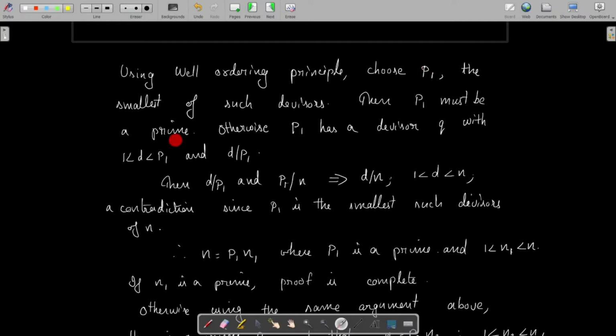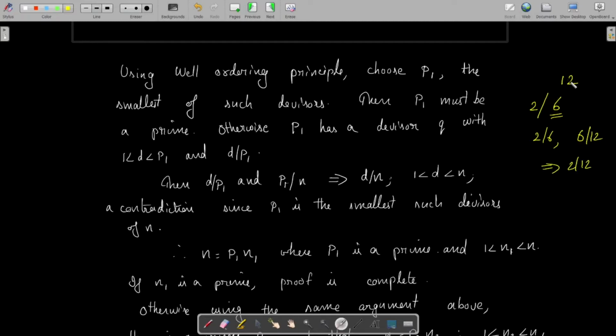Then p1 must be a prime. Otherwise, p1 has a divisor d with 1 less than d less than p1, and d divides p1. That is, if we take 12 here, 6 is a divisor of 12. But 6 is not the smallest divisor of 12 because 6 is not a prime number. 6 is a composite number, therefore there must be a prime which divides 6. So here 2 divides 6.